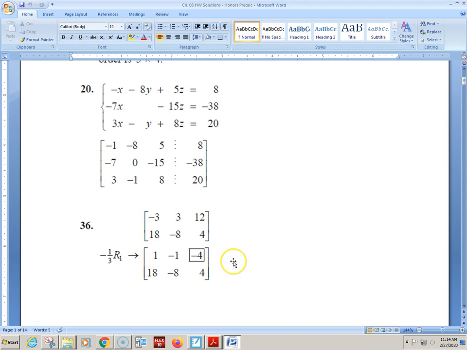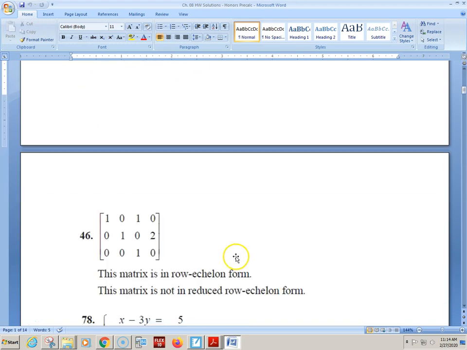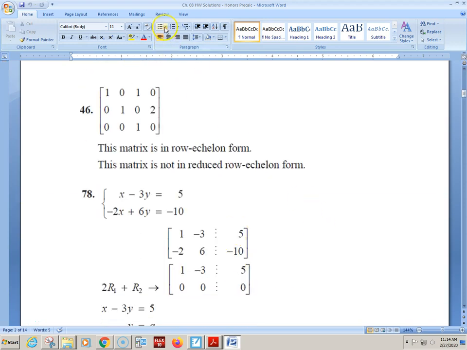Needed a positive one. And then number 46, why was it in row echelon form? Because of the 1s and the 0s below. Not reduced because we messed up. That reduced row is messed up because we have that 1 up there when we should have had a 0. So yes, row echelon, not reduced row echelon.